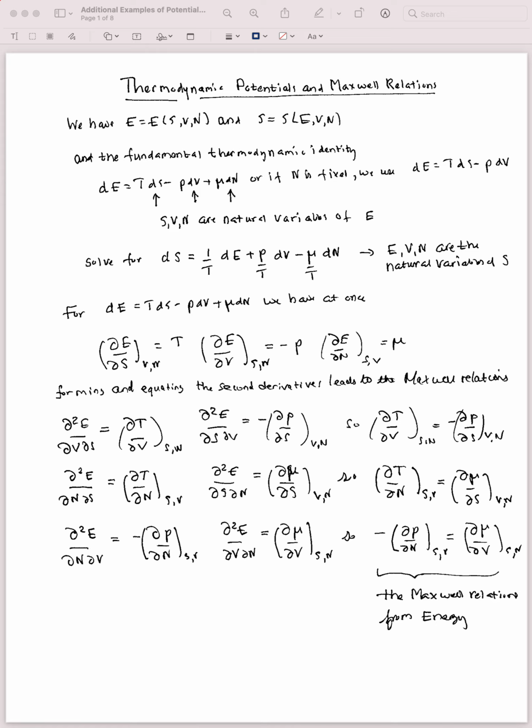S and T are conjugate, V and P are conjugate, mu and N are conjugate. And then I show you how to derive Maxwell relations.